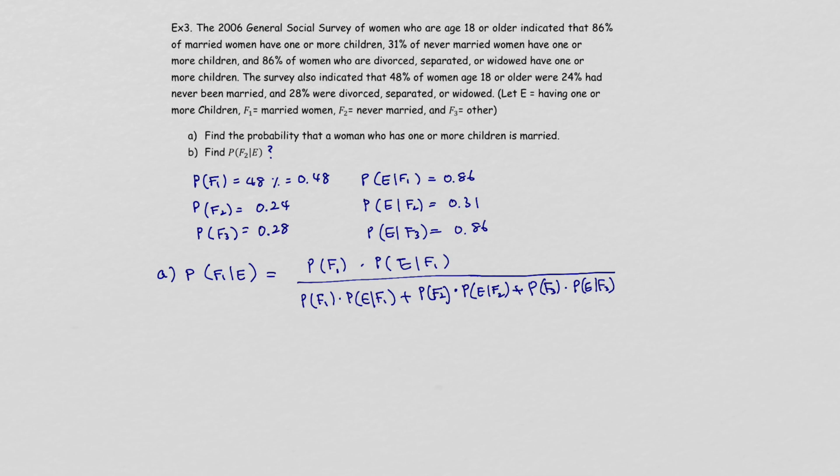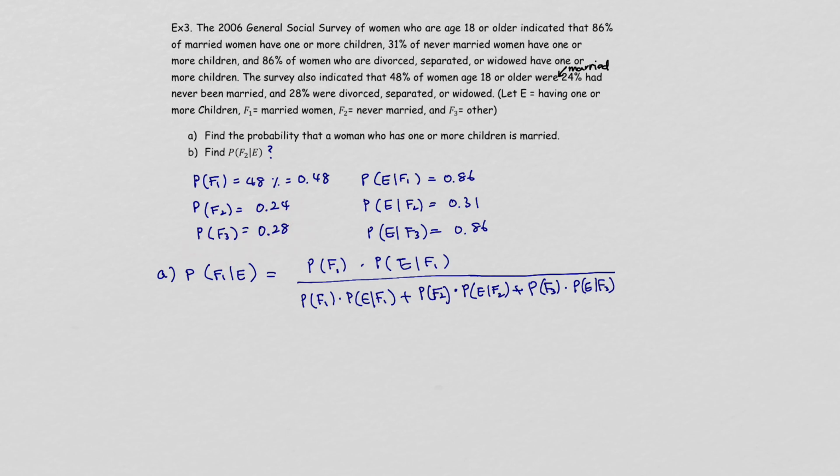So with that information, I should be able to get the probability of F1. F1 being married women is going to be 48%. So the survey also indicates that 48% of women age 18 or older were married. So that's the part that's missing. And 24% had never been married, so it will be 0.24 as the probability. And 28% were divorced, separated, widows, so it will be 0.28 probability for F3.